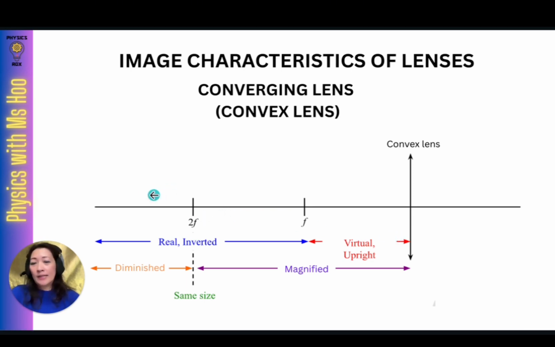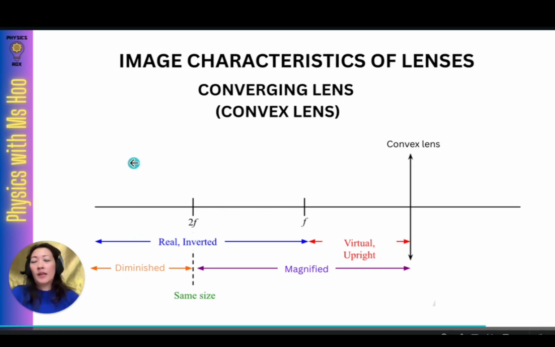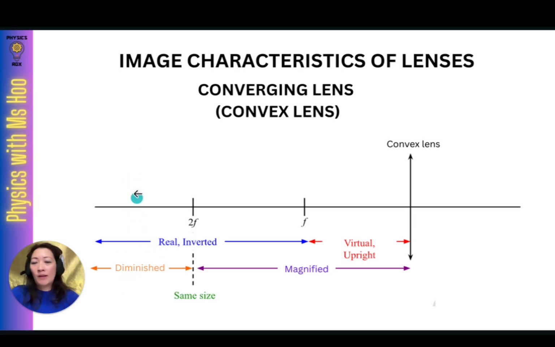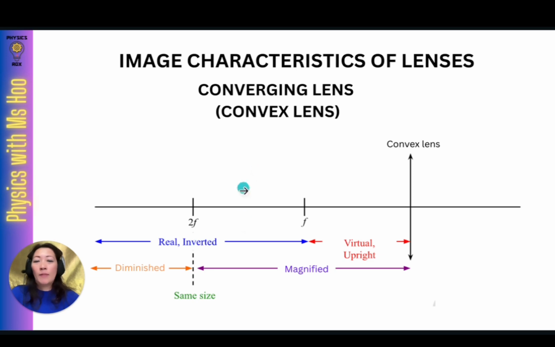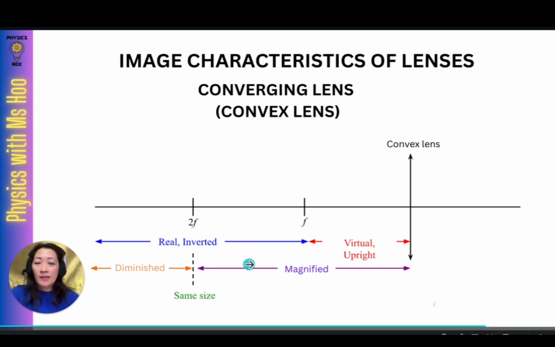So how you could use this is to see where the overlaps are. If the object is placed more than 2F, you get real inverted diminished. Placed at 2F, real inverted same size. Placed between F and 2F, real inverted magnified. At F, there is no image. And less than F, you get virtual upright magnified.